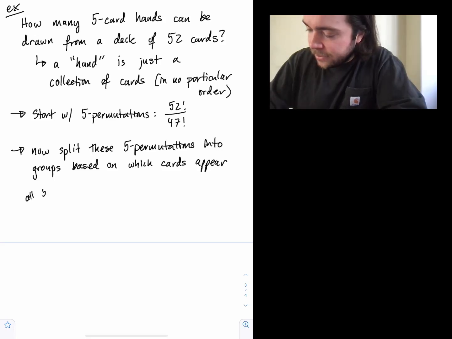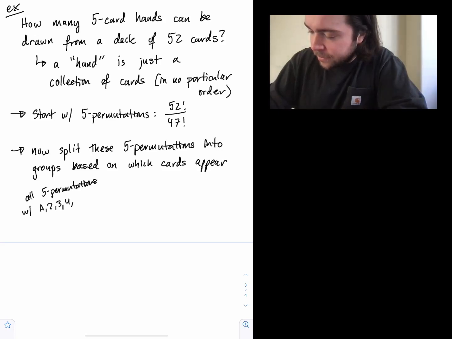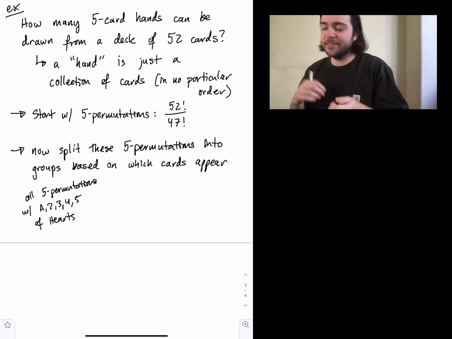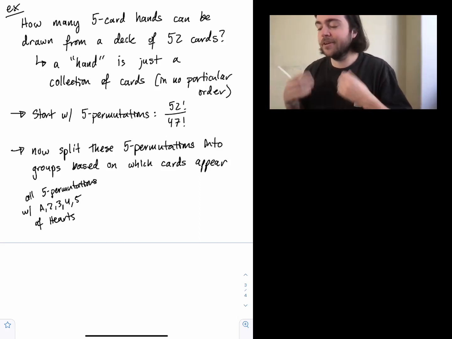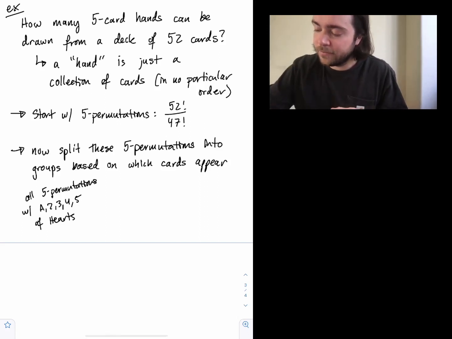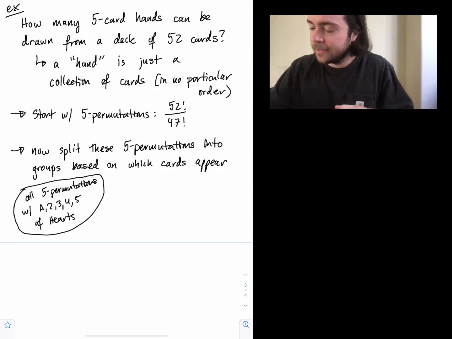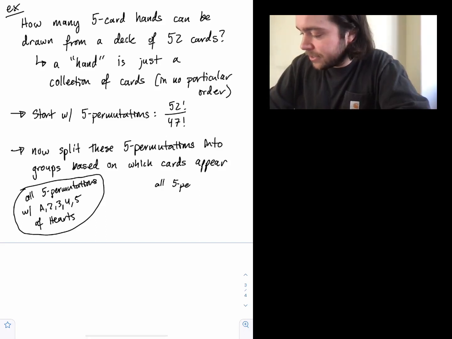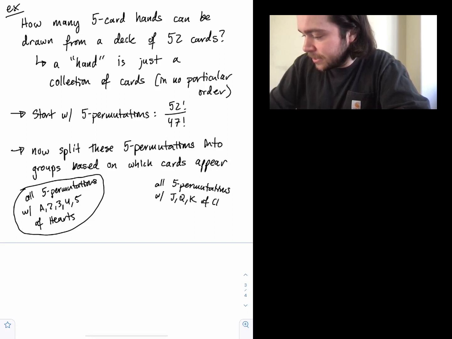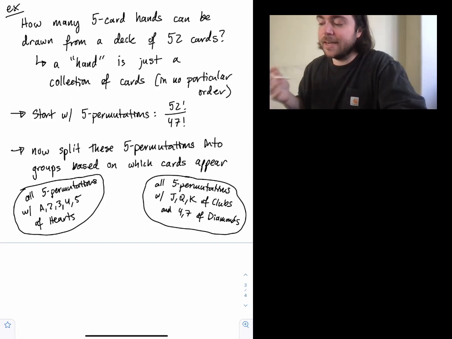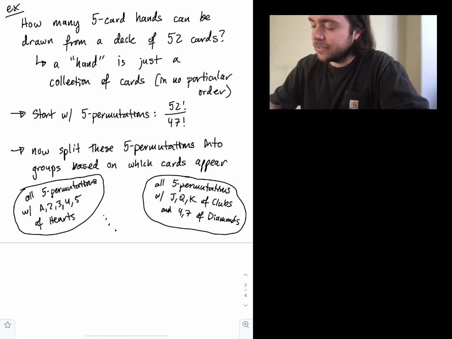For instance, over here we have all the 5-permutations with the ace, 2, 3, 4, and 5 of hearts. Maybe I have 3 of hearts, 2 of hearts, ace of hearts, 4 of hearts, 5 of hearts. That's one 5-permutation. Maybe I have 5 of hearts, 4 of hearts, 3 of hearts, 2 of hearts, ace of hearts. That's another one. I'm going to put all of those into a group over here. Then over here, maybe I have all the 5-permutations with the jack, queen, king of clubs, and the 4 and 7 of diamonds. Maybe all of those I put over on this side. They're all in a group because they all have the same 5 cards in them, just in all the different orders, and so on.